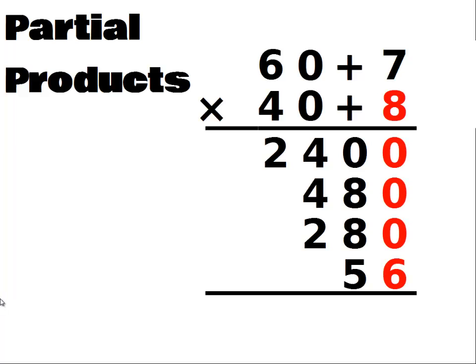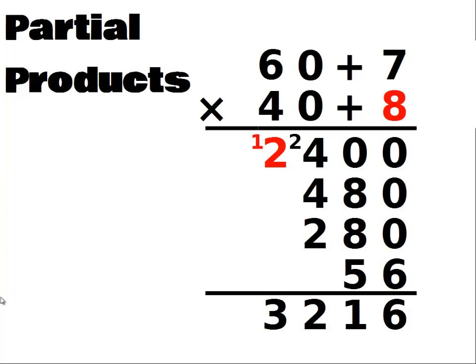So 0 plus 0 plus 0 plus 6 is 6. 0 plus 8 plus 8 plus 5 is 21. So I write the 1 down here and I carry the 2. 2 plus 4 plus 4 plus 2 is 12. So I put the 2 down at the bottom and I carry the 1. And 1 plus 2 is 3, and that goes on our bottom, 3,216.